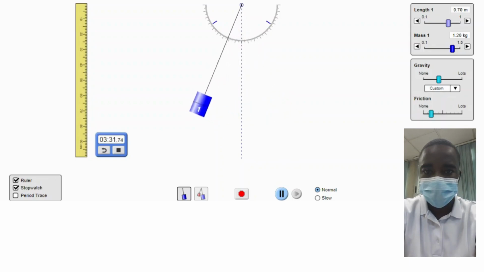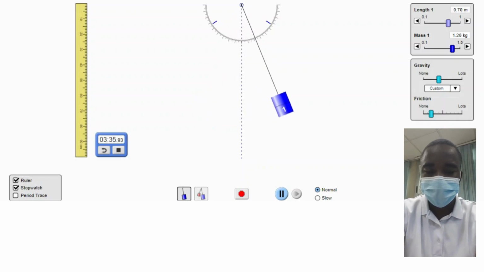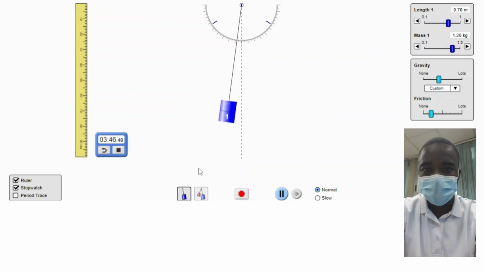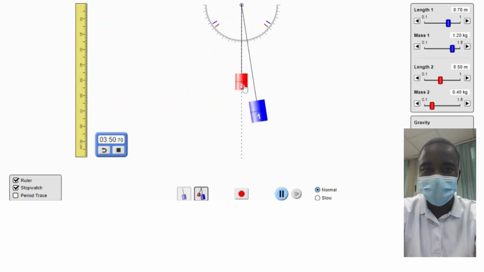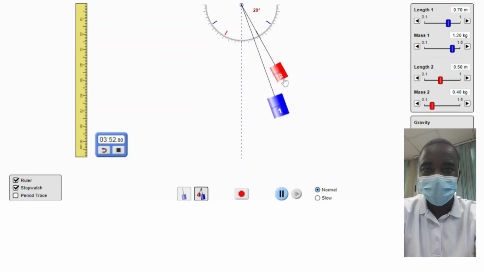The simulation further allows students to explore the motion of double pendulums, which consist of two pendulums connected in series. The motion of a double pendulum is more complex and chaotic compared to a simple pendulum. By adjusting the parameters of the double pendulum, such as the lengths and masses of the two pendulums, students can observe the intricate and sometimes unpredictable motion of the system.